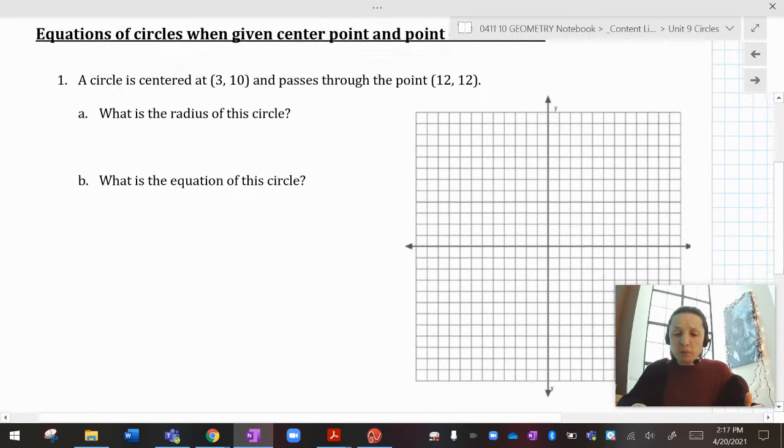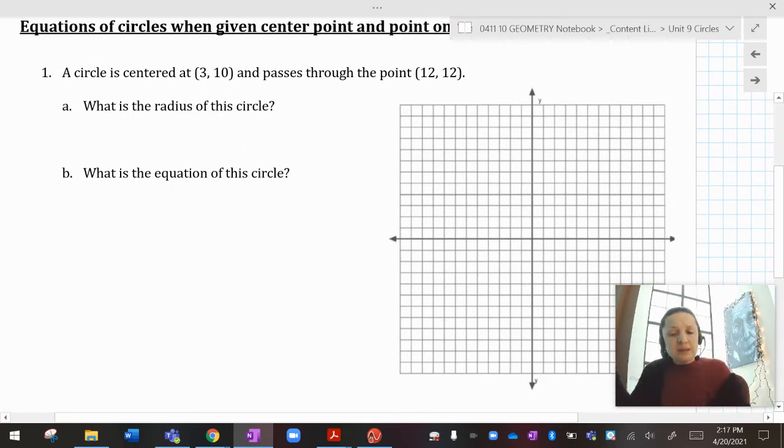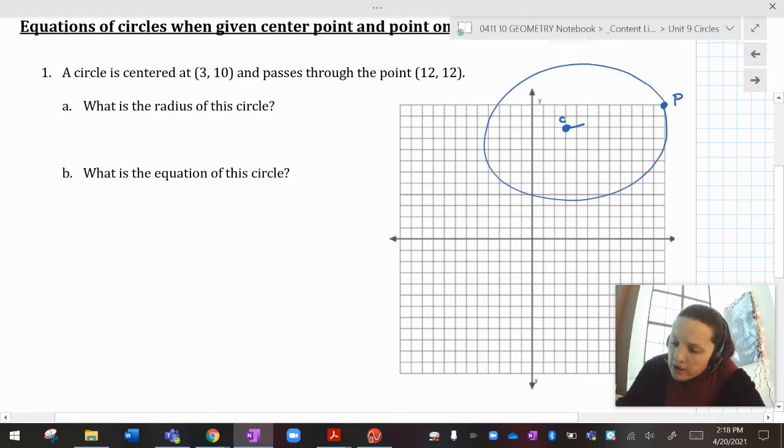So if we come down here to number 1, it says I've got a circle centered at (3, 10) and it passes through the point (12, 12). What's the radius? What's the equation? Well, let's figure that out. My center is right here, I'll call that C for center, and it passes through the point (12, 12), I'll call that P. If I want to find the radius, my circle probably looks something like this, and my radius would be that length right there.